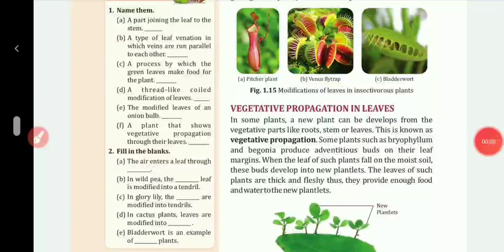Now your chapter is completed and here is some exercise given. Question number 1, name them. Second, fill in the blanks. This is your homework and you have to do it by yourself in your bio copy.